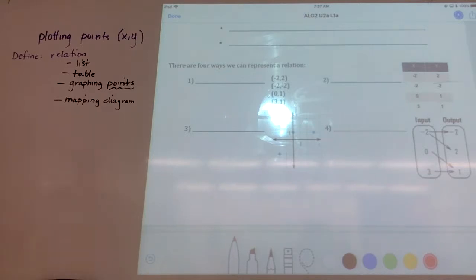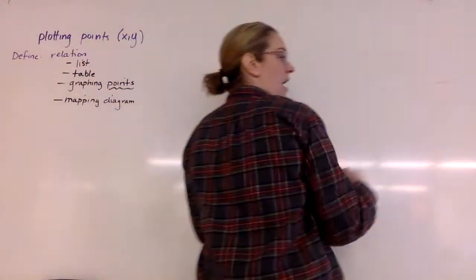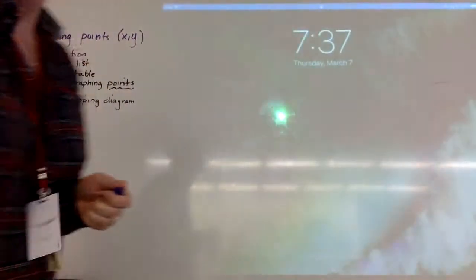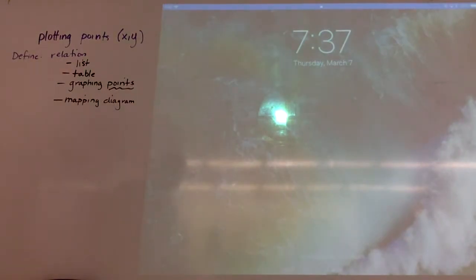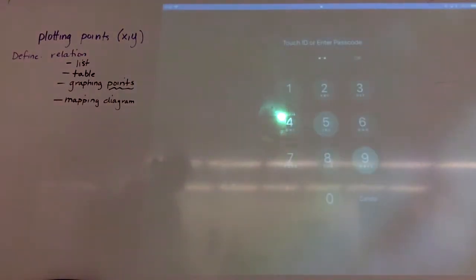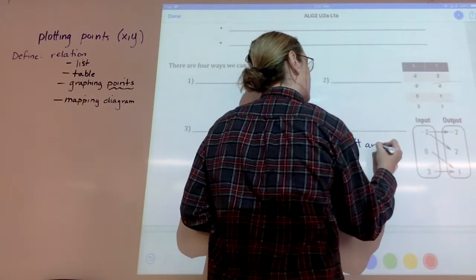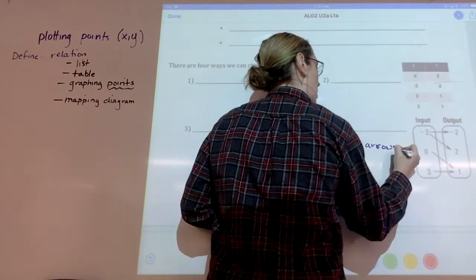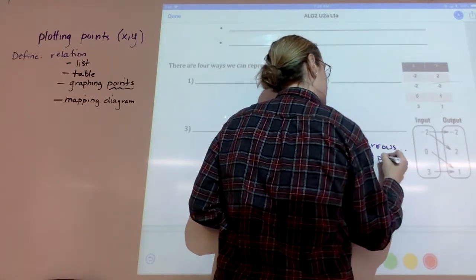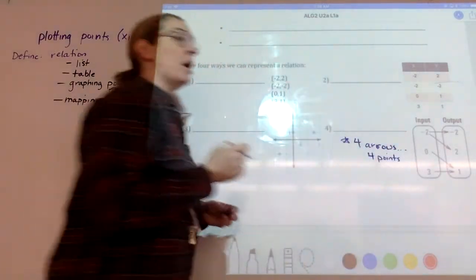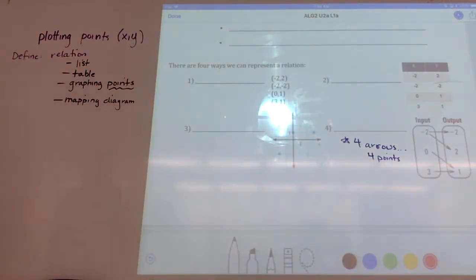All right, one thing to note here, over here, okay, notice here I have 4 arrows, which means I have 4 points. The number of arrows tells you the number of points. All right, turn the page.